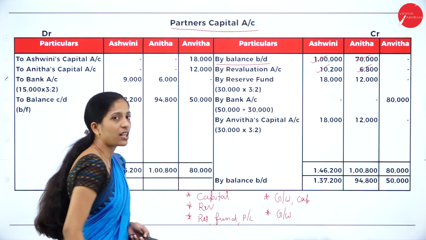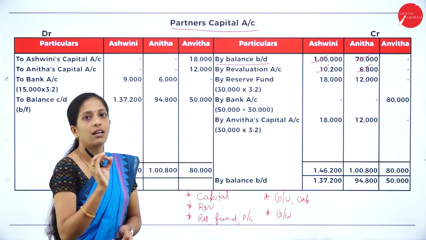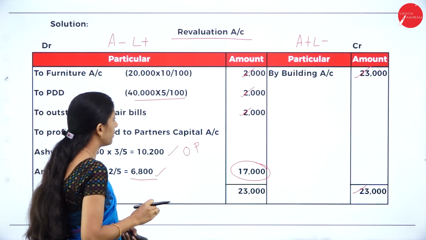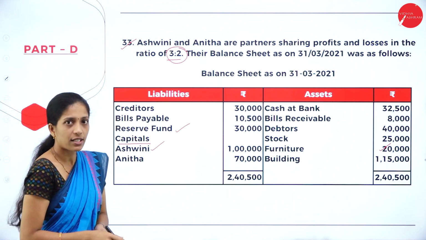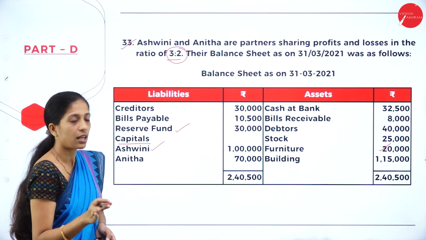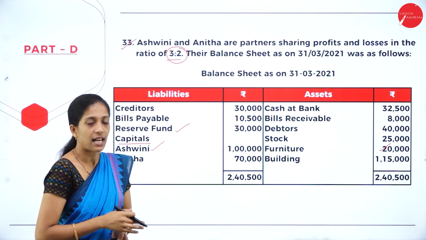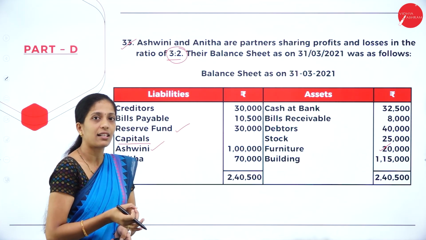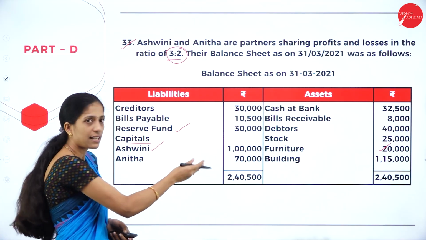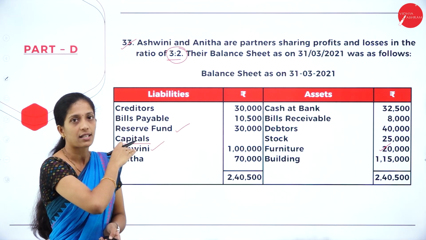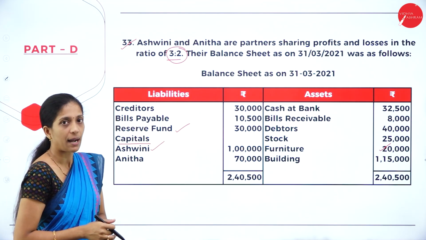Next, third step is what? You will check your balance sheet, that is, in the question whether they have given any reserve fund and profit and loss account. You have to be careful with profit and loss account, because normally your reserve and fund will be on the liability side, but profit and loss account can be either on the liability side or the asset side. So if it is on the asset side, you will transfer to the debit side of partner's capital account. If it is on the liability side, then you will transfer to the credit side of partner's capital account.